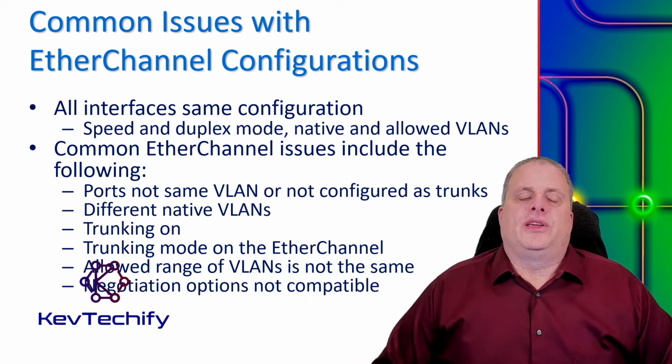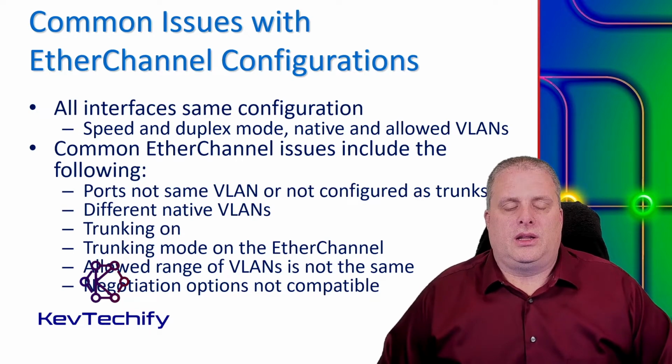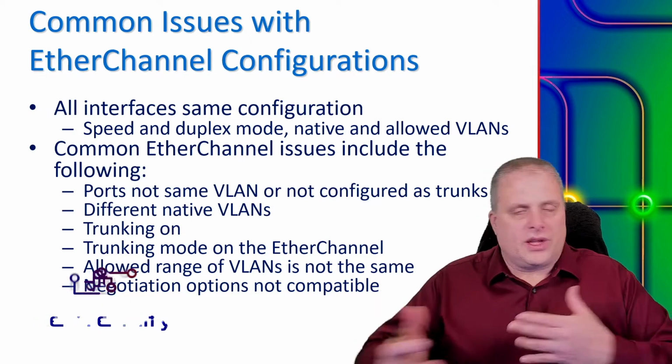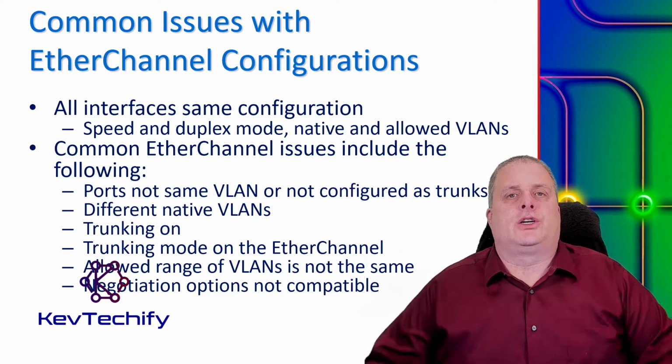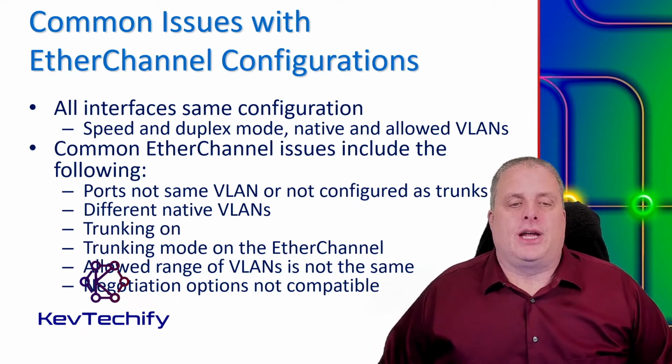Now, some other things here are ports not in the same VLAN or not configured as trunks. A lot of times, like I said, you're going to configure it as a trunk, so both ends need to be a trunk. They all need to be together. You have to make sure that your trunking is turned on. Sometimes, for some reason, your trunking is turned off. You've got to make sure it's turned on.